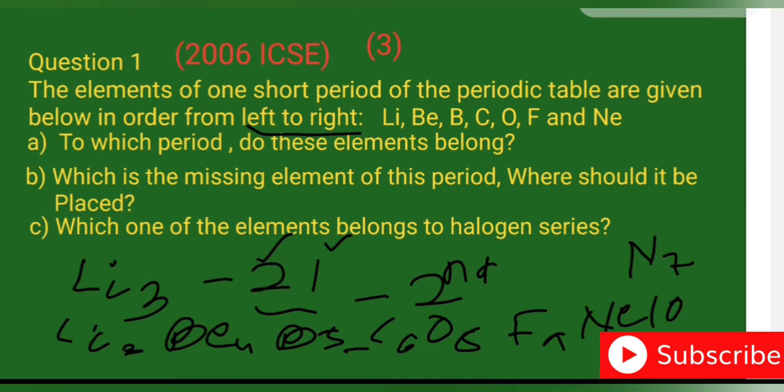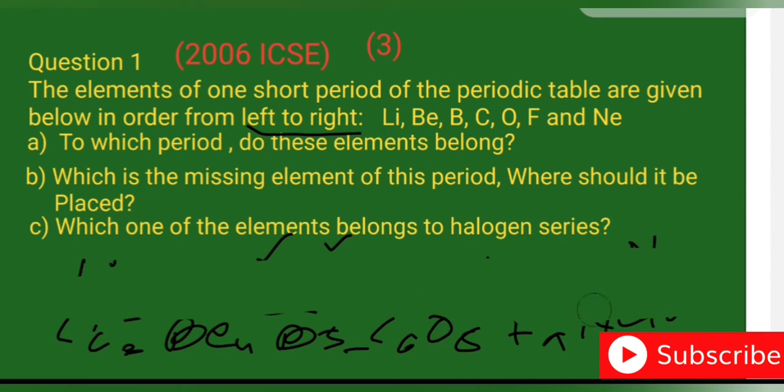So, where should it be placed? It should be placed after boron, after carbon, because boron is 5, carbon 6 and nitrogen 7. So, it must be placed after carbon. Which one of the elements belongs to the halogen series? Fluorine belongs to the halogen series. So, children, now let us write all the answers.